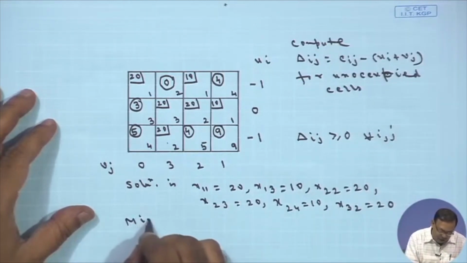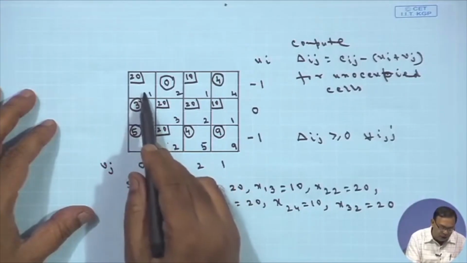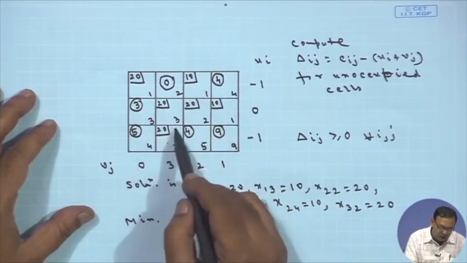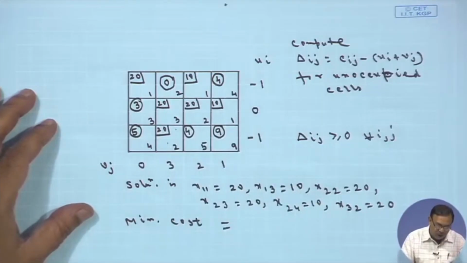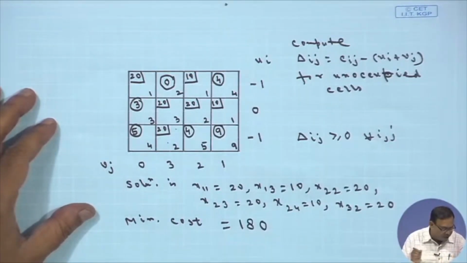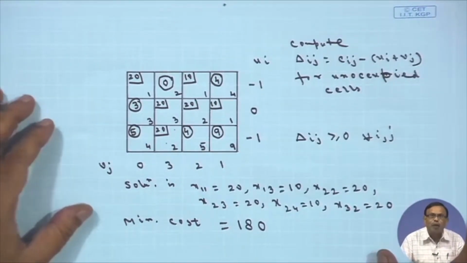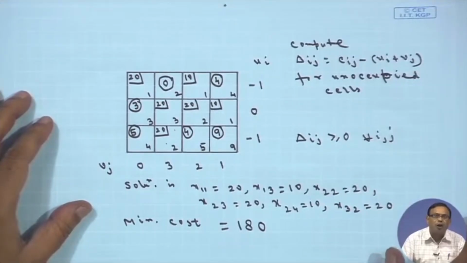And the minimum cost you can also calculate as usual, that is 20 into 1, 10 into 1, 20 into 3, like this way, the sum over all the occupied cells, and you will find the minimum cost as 180. So, this is a problem which explains how to check the optimality.